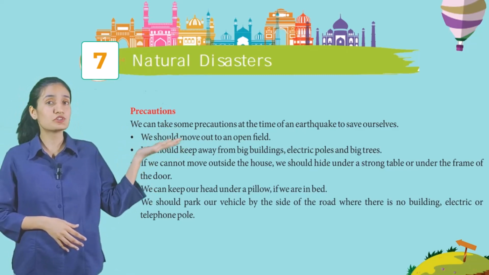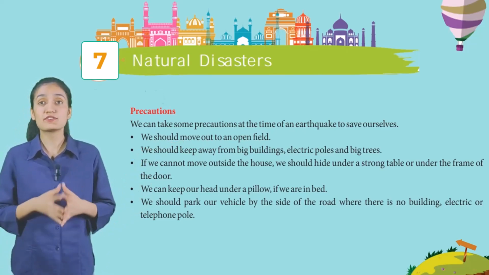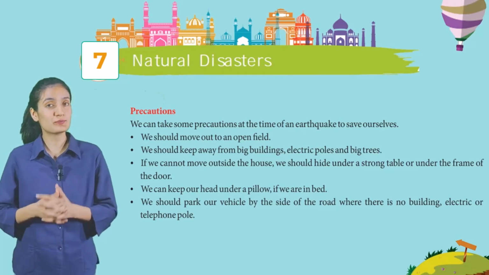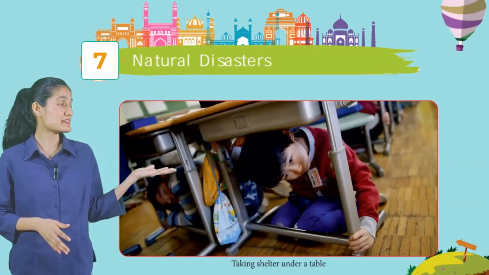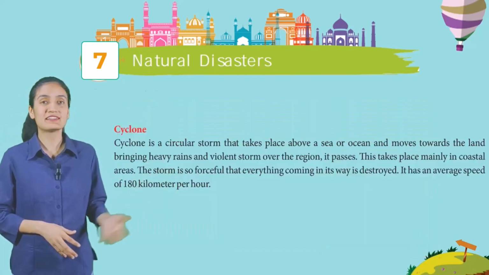Next, we should park our vehicle by the side of the road where there is no building, electric or telephone pole. Next, here you can see the picture of taking shelter under a table.